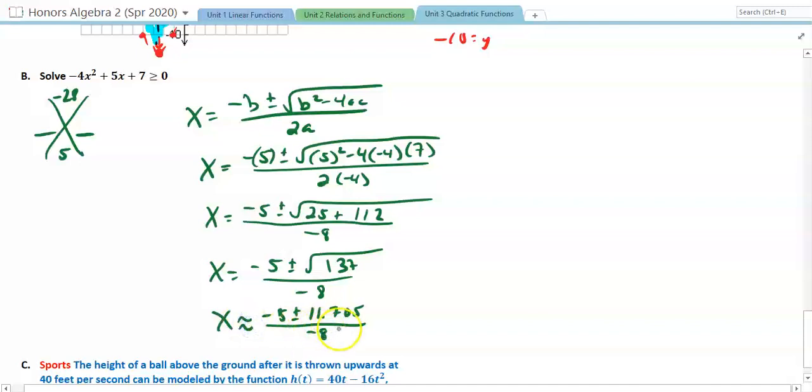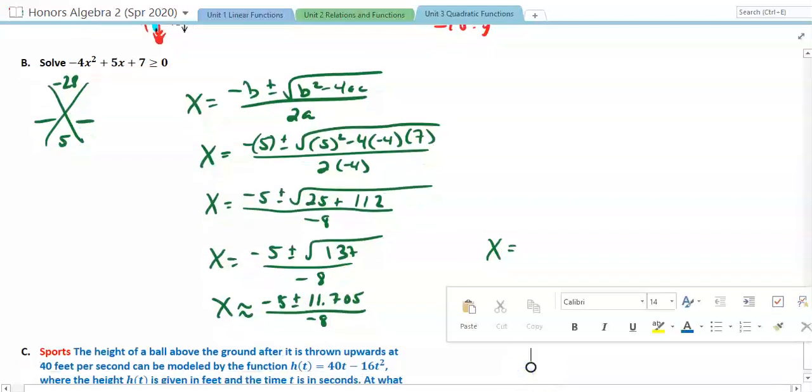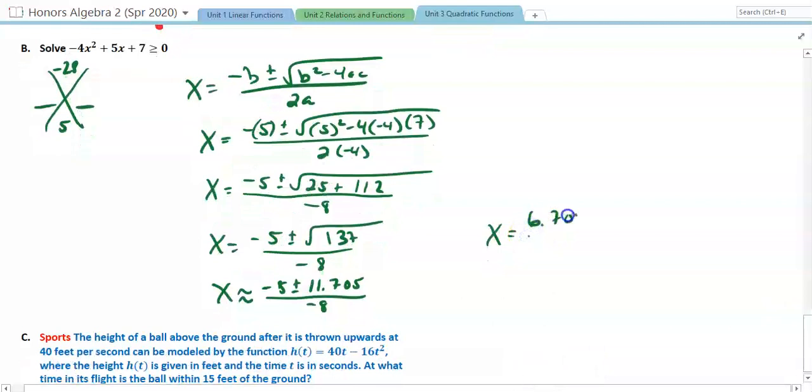And then to find our answer, we're going to do negative 5 plus the square root of 137, or 11.705, and then we'll divide that by the 8, and then we'll do the subtraction. And so on the plus side, negative 5 plus the 11.705 is going to give us 6.705, and we'll divide that by the negative 8.